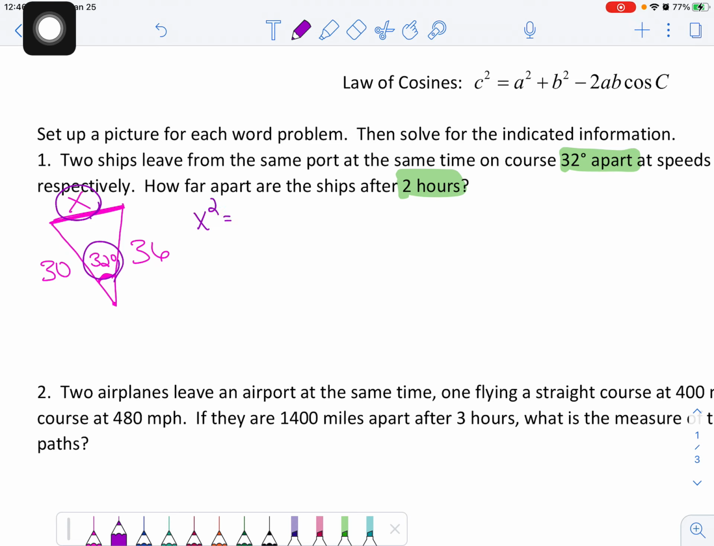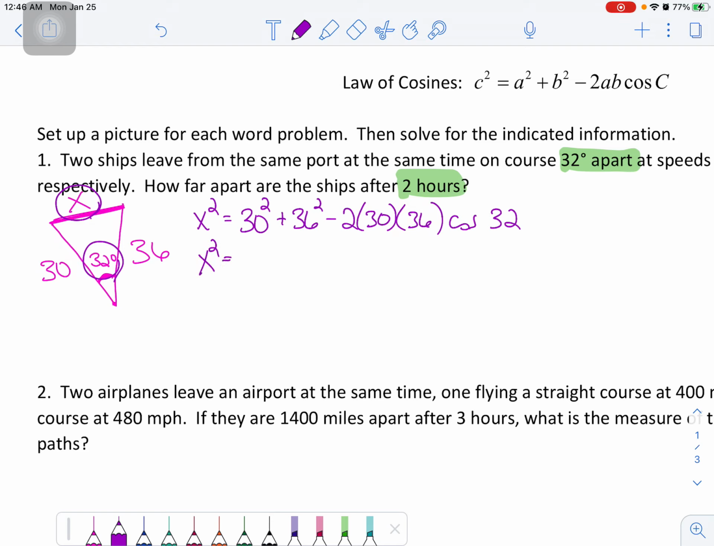So x squared is equal to, pick one of the other two sides. It doesn't matter which comes first in the order because it's addition. And when you do 2 times a times b, or side times side, because it's multiplication, the order won't matter. Cosine 32. Now, one thing I am noticing as I am grading, or taking a look at some of your work, please, I beg you, please make sure that for this question, you are in degree mode.